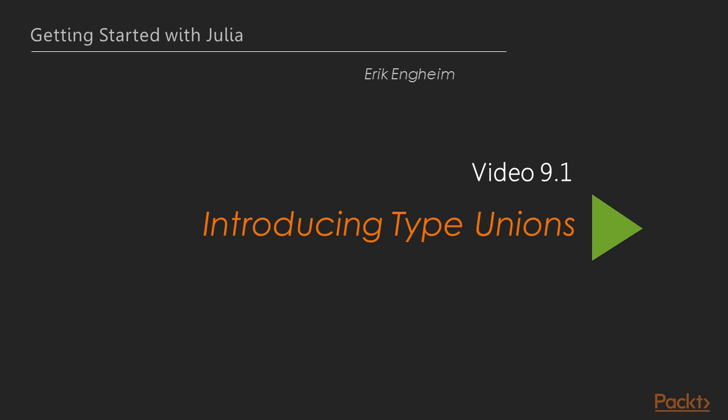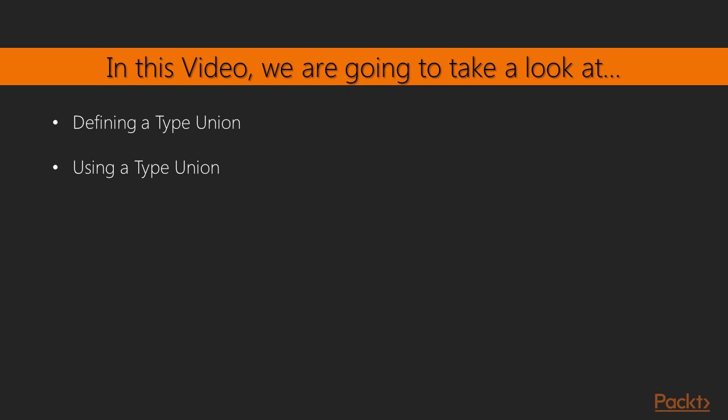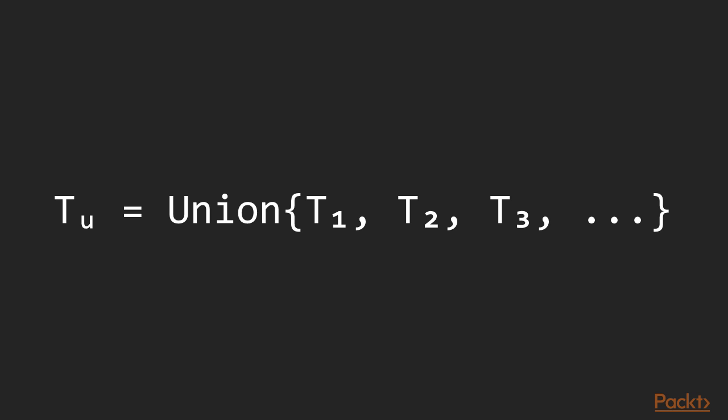So this first video, I'm going to introduce type unions to you. The things I'm going to talk about are how you actually define a type union, and then we're going to have an example of actually using a type union, or actually we're going to have two examples. So this is an example of combining multiple types to create a type union. So TU is a new type that we created, and it's a union of these types T1, T2, and T3. So any place you would expect a T1 or T2 or T3, you could use TU as a replacement.